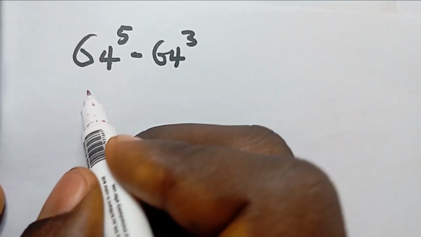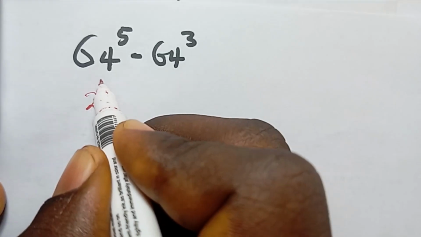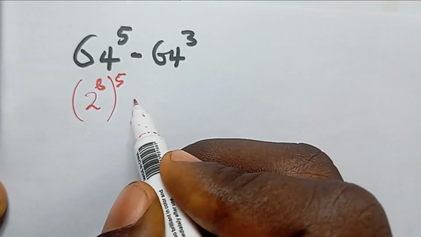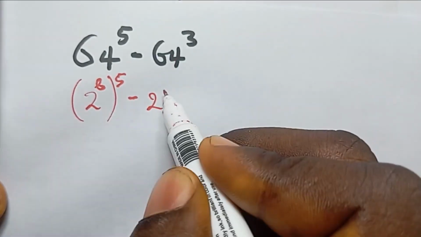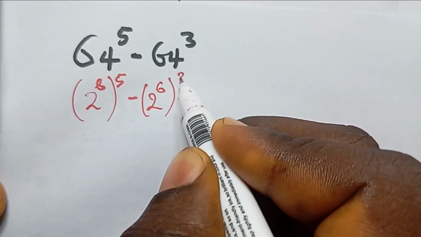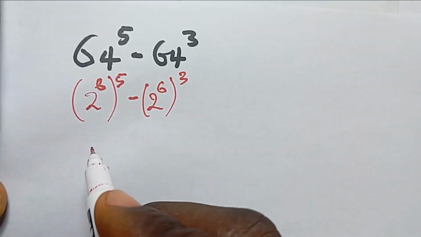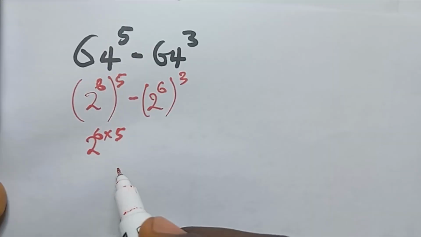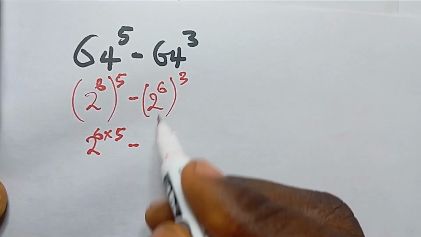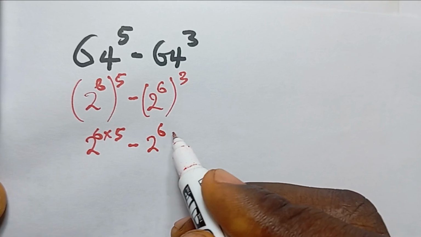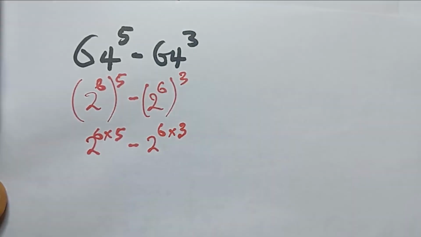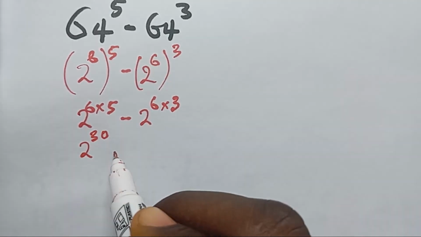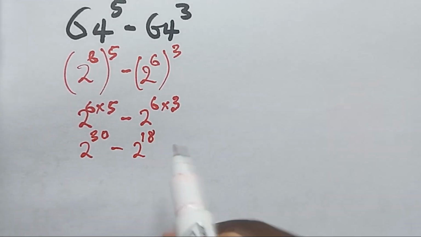Okay, so moving on, I can write this 64 here as 2 power 6, and then all raised to power 5. And then minus 2 power 6 for this 64, all raised to power 3. Now I can also write this as 2 power 6 multiplied by 5, and then minus 2 power 6 multiplied by 3. So if I multiply, this is now 2 power 30 minus 2 power 18.